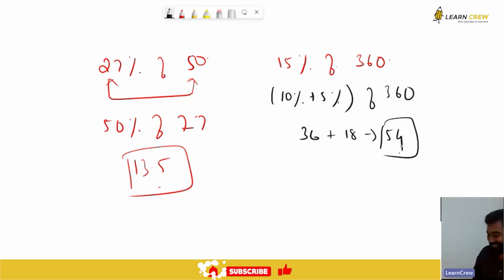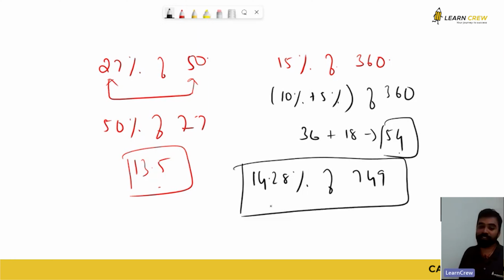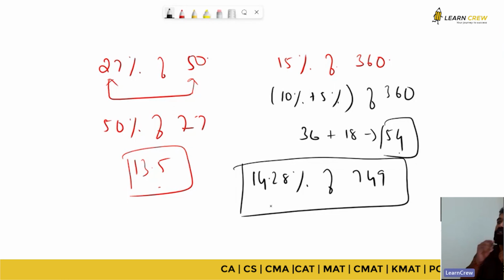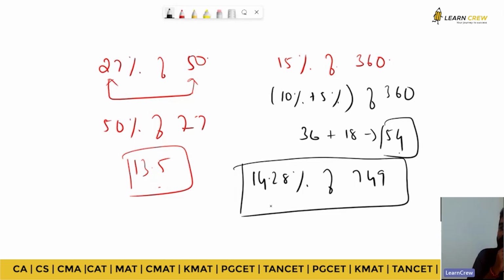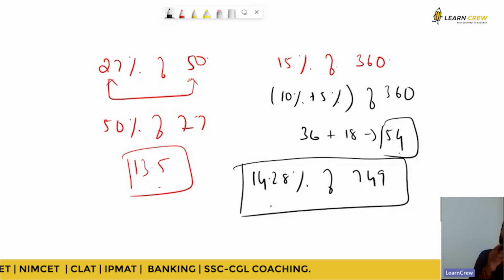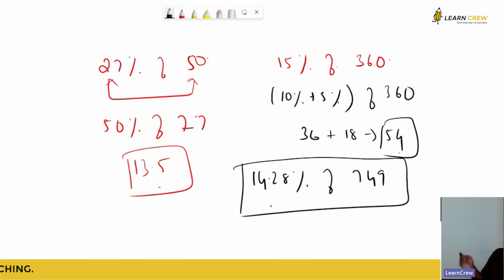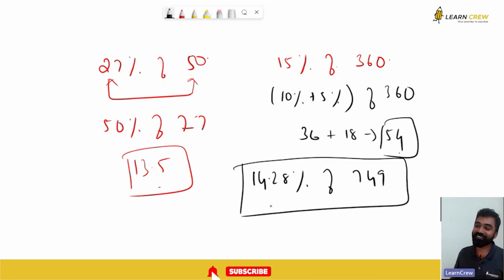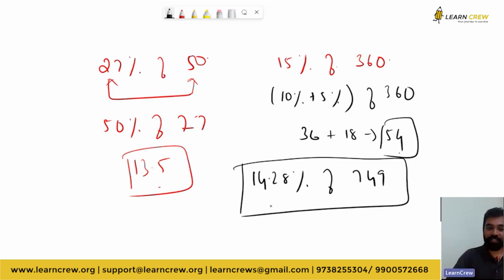What is 14.28% of 749? What is 14.28 written as? 1 by 7. Of means multiplication. 1 by 7 into 749 is the answer. 107.